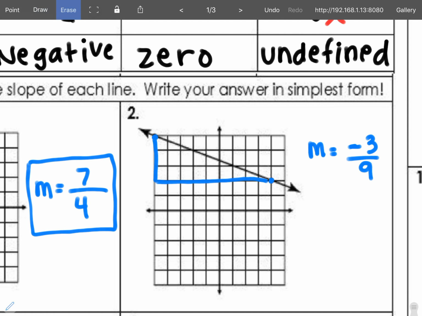Now, what if instead I started from the bottom point, because I started from the top point? What if I started here and I wanted to go up here? This time, it's going to look like this, but watch, we get the same answer.